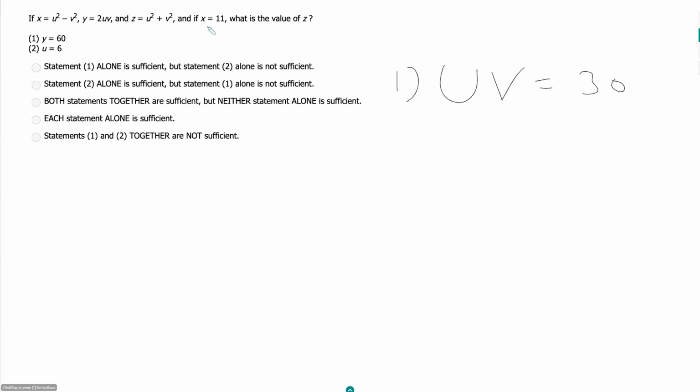The other thing we know is x is equal to 11, so u squared minus v squared is equal to 11. If you're thinking, oh, I can maybe add these two equations and get a quadratic, not really, because it's not going to be equal to 0. So that wouldn't be helpful. And if you try factoring this as a difference of squares, I don't think that would be helpful either. Really, what you've got to do is just sort of think about this.